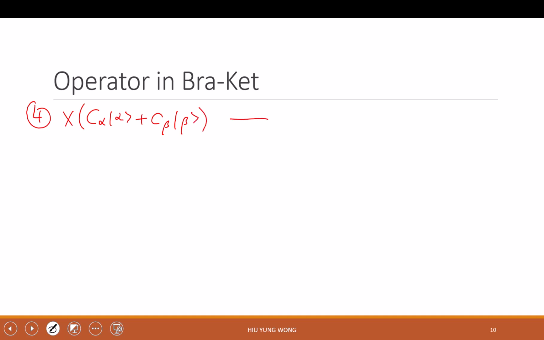So let's try to understand what this is about. What is X in this context? Can you guess? Operator is a matrix, right? What are alpha and beta? They are states, vectors, right? They are kets. How about C alpha and C beta? Just some scalar, complex number. Exactly.